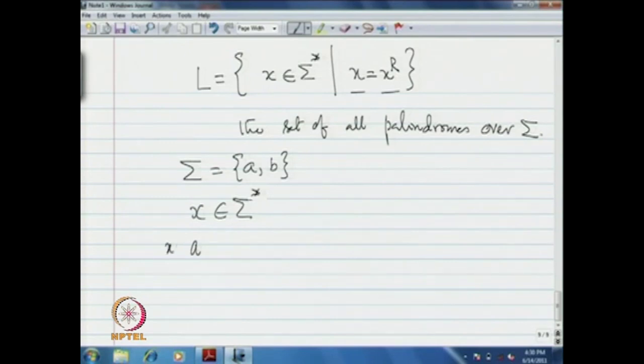The string x is of the form a 1, a 2 and so on, a n. There are two cases. There may be an even number of symbols here, that is, of even length, or maybe of odd length. If it is of even length, it is of the form a 1, a 2 and so on, a k, and thereafter a k plus 1, and so on, say b 1, b 2, b k. It is of length 2k, n is equal to 2k.